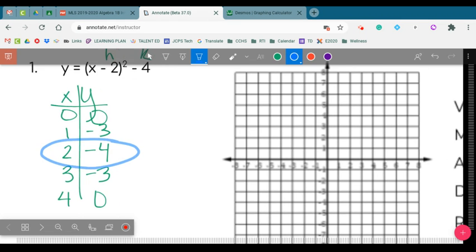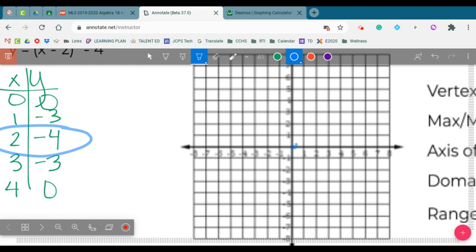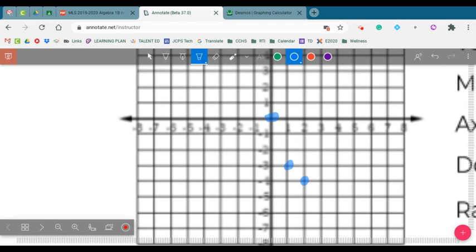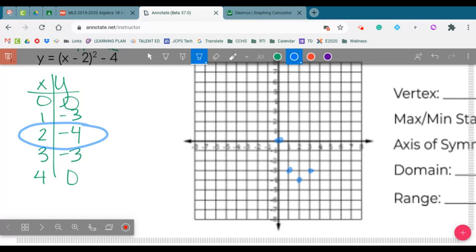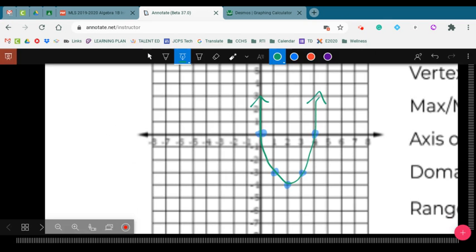So I'm going to graph these points. I got 0, 0, 1, -3, 2, -4, 3, -3, and then 4, 0. So if you can see, that lowest most point is my vertex. So that is what you're going to be looking for on your calculator whenever you find your table. I'm going to graph it.